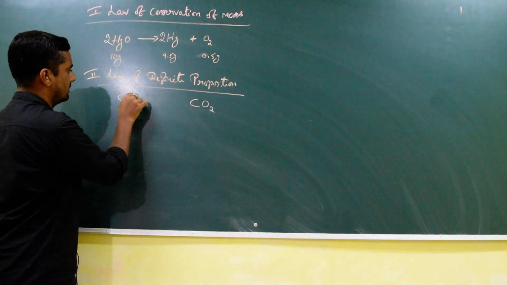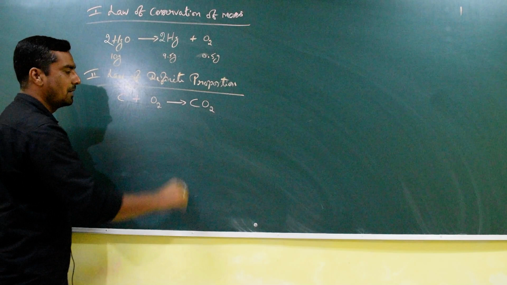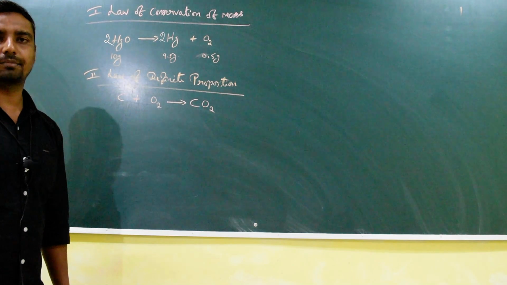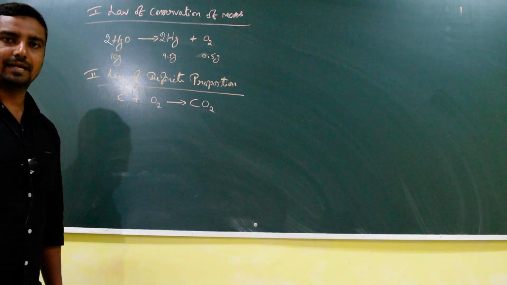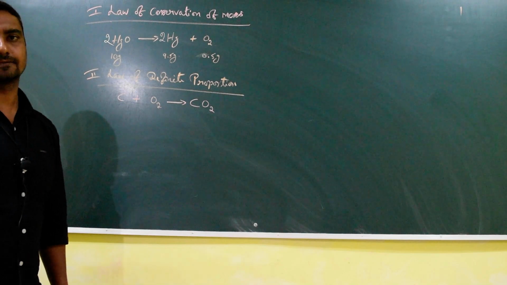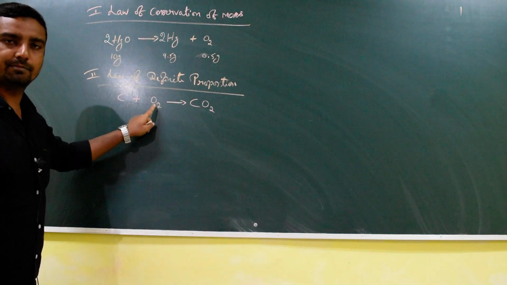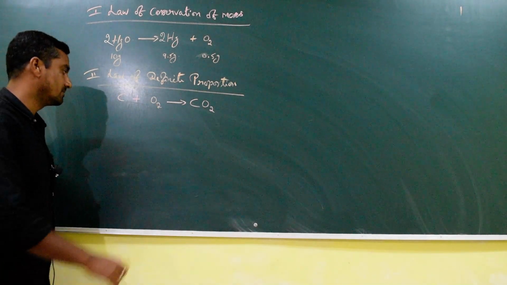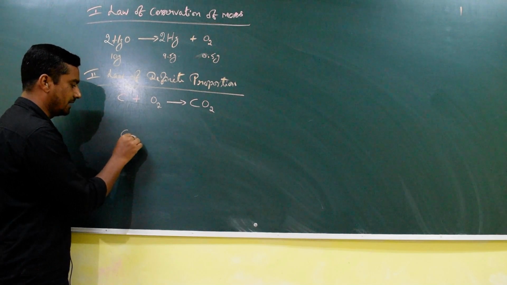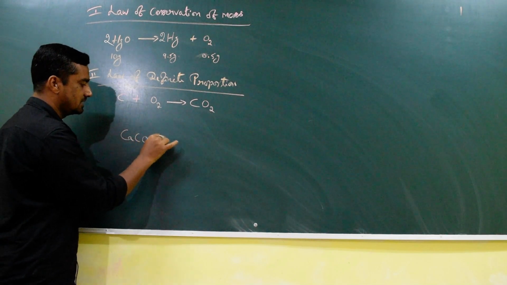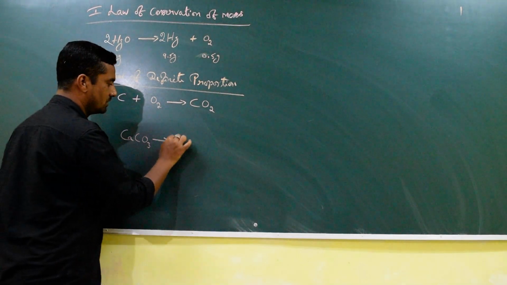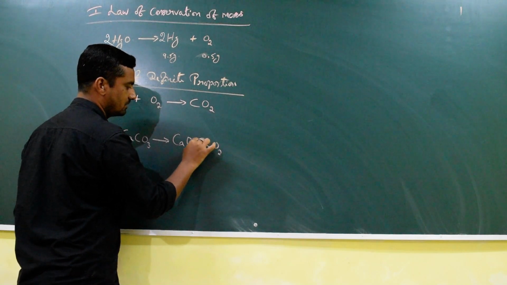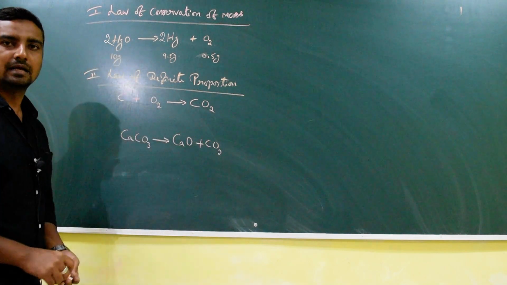If we burn wood, paper, or cloth, we get carbon dioxide gas. Understood? The carbon is burned with oxygen, and in the presence of oxygen we get carbon dioxide gas. We can also get carbon dioxide gas from heating calcium carbonate, or limestone, CaCO3. This CaCO3 will decompose to give calcium oxide plus carbon dioxide gas.